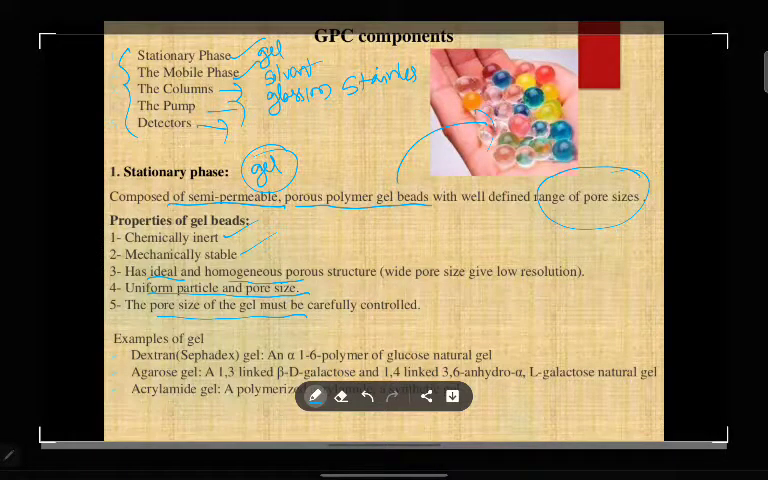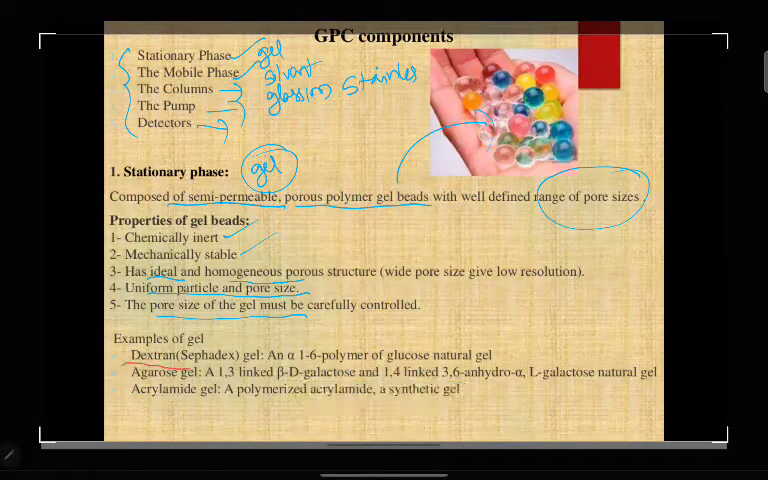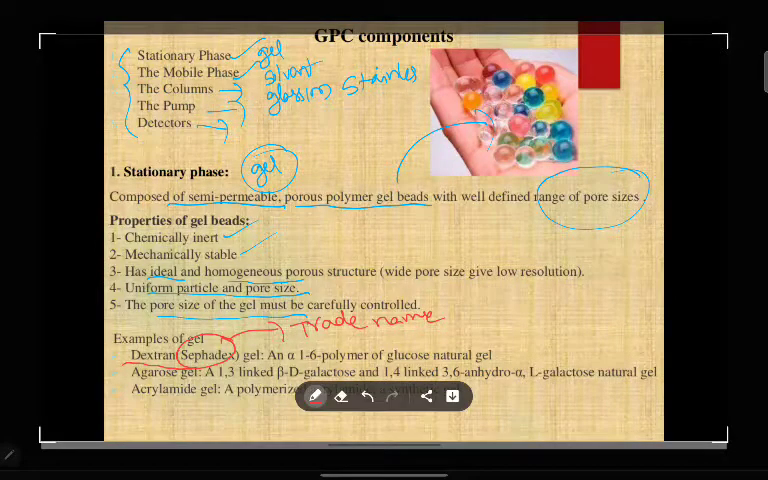Now we will see the best examples of gels, which ones we are going to use. We can use Dextran gel. What is meant by Sephadex? Sephadex is the trade name for Dextran. So Dextran is available under the trade name Sephadex. Dextran is a natural gel, an alpha 1,6 polymer of glucose.